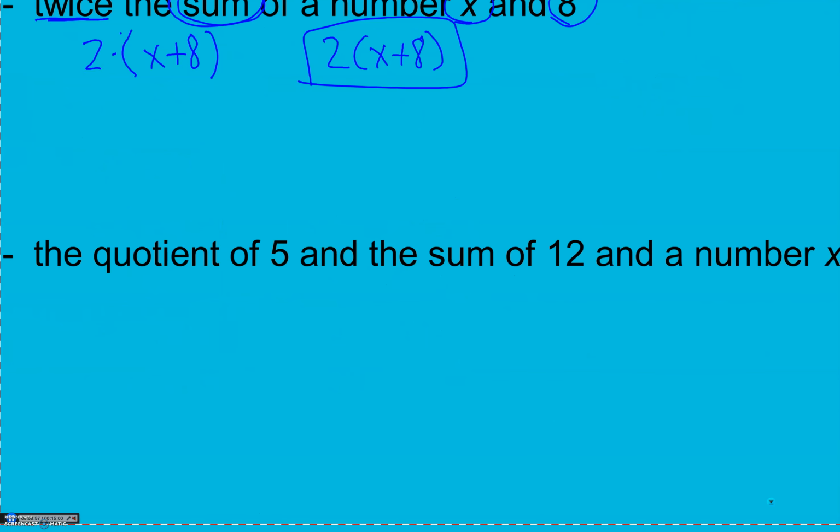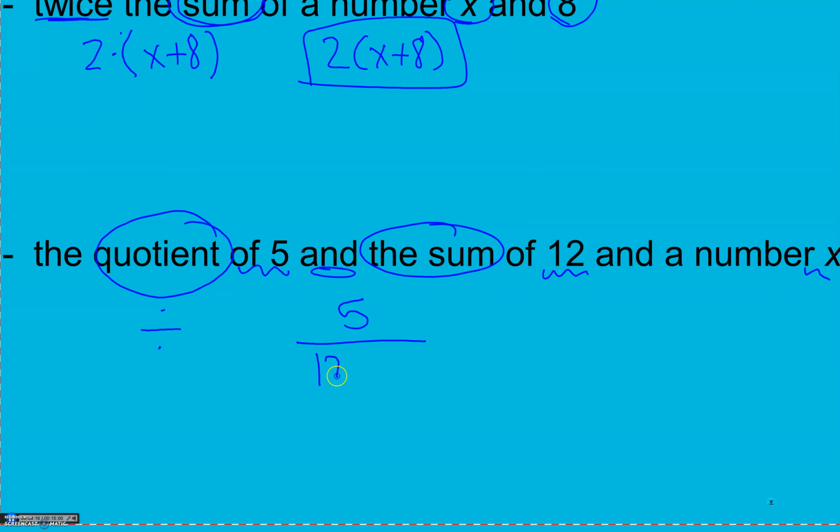Here we have the quotient of 5 and the sum of 12 and a number x. Quotient means we're going to divide, and we're going to divide 5 and the sum. So 5 goes on top, the sum goes on the bottom, and that sum is of 12 and x. Sum means we add. Here's one way we could write it.